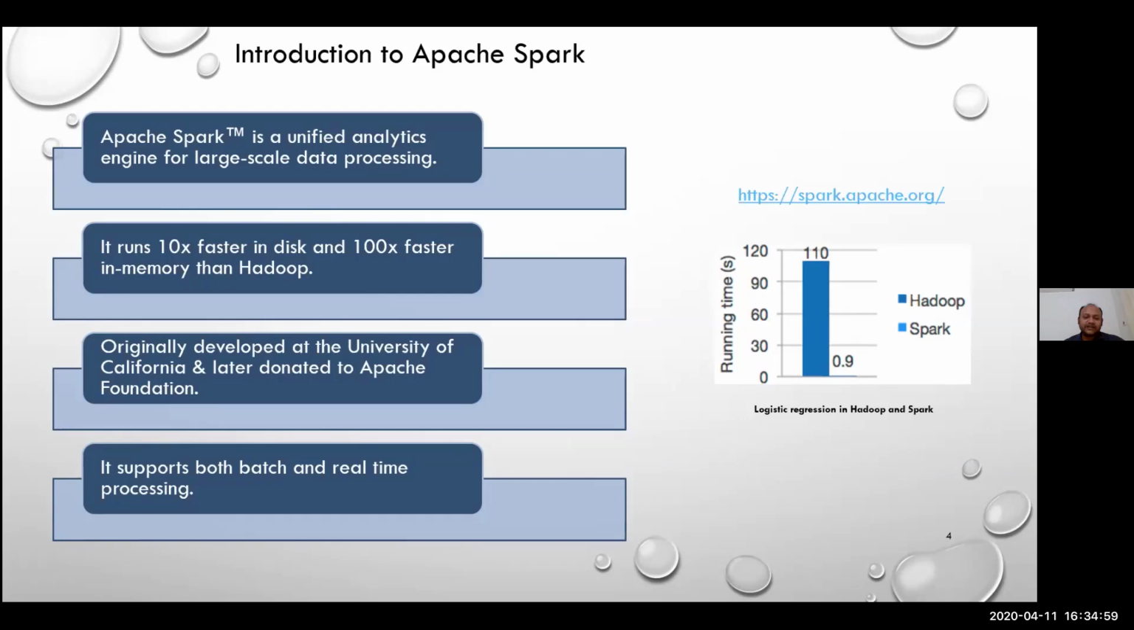On the right side, if you would like to know more about Apache Spark, you can go to this URL. The screen showing here is a logistic regression done on a large data set, both in Hadoop and Spark, and you see the result: the timing is about 100% better. 100% faster than Hadoop.